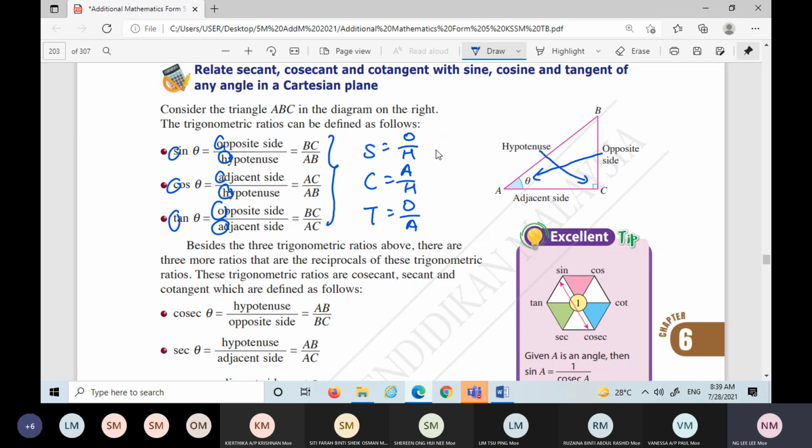This one is only used for a right angle triangle. If it is not a right angle triangle, you don't use tuakaso. You use what we learned in the solution of triangle, the sine rule and cosine rule. The sine rule and cosine rule you can use for non-right angle triangles, but for trigo, tuakaso, you have to use it in a right angle triangle.